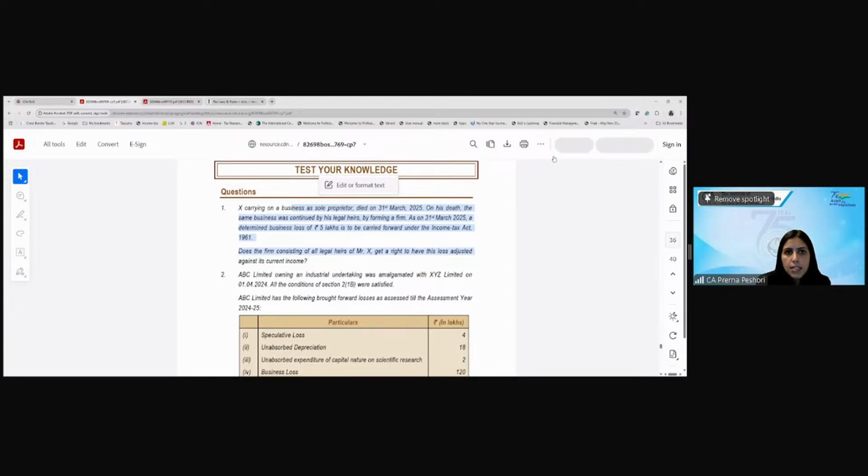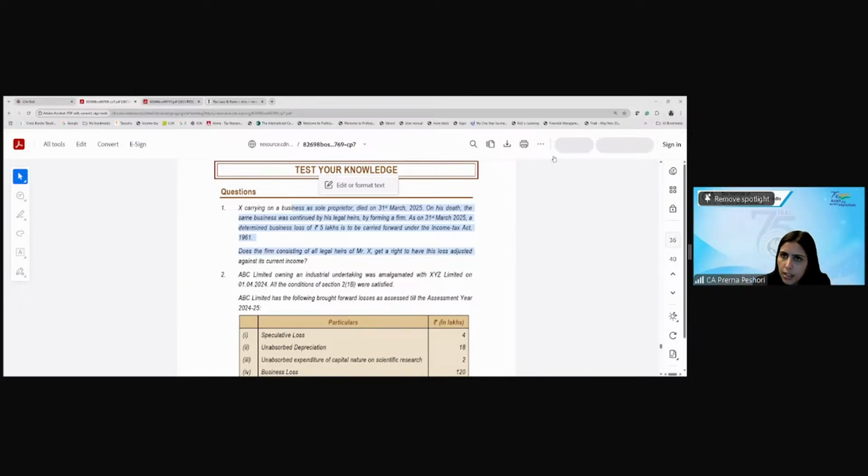We just now discussed this. Yes, they can. If the succession is otherwise than by inheritance, if it is not amalgamation, but if it is succession by inheritance, so even if the heirs now are constituting their own partnership, since they have succeeded the business of their father, it is succession by inheritance and the loss of the predecessor can be carried forward and set off by the successor.